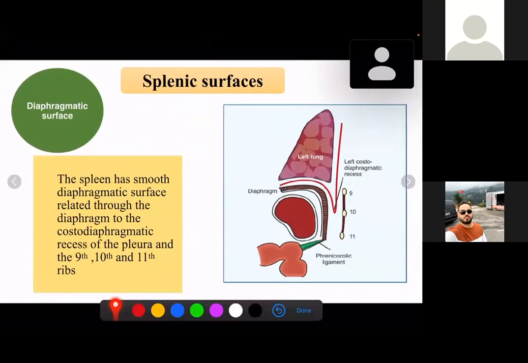The splenic surfaces: we have a diaphragmatic surface and a visceral surface. The diaphragmatic surface of the spleen is usually smooth and related to the costodiaphragmatic recess of the pleura, which can reach as far as the inferior margin of the spleen, and it is related to the 9th, 10th, 11th rib. This is the phrenicocolic ligament extending from the diaphragm to the splenic flexure of the colon, which will prevent the downward displacement of the spleen. And because of this ligament, we know that clinically the enlargement of the spleen is toward the right iliac fossa, because this ligament will prevent its downward enlargement toward the left iliac fossa.